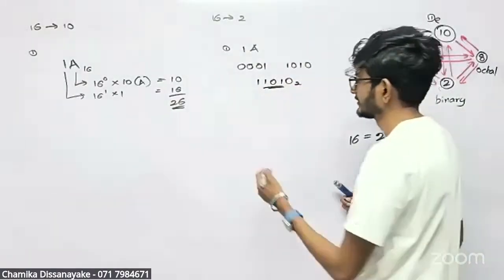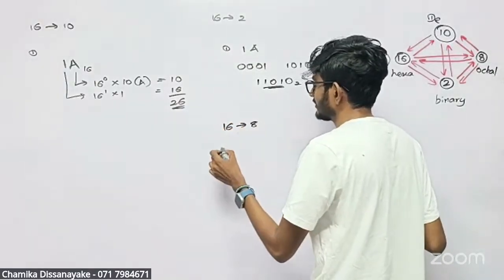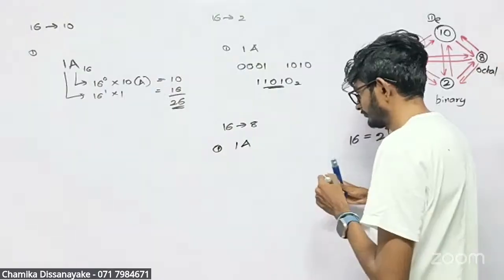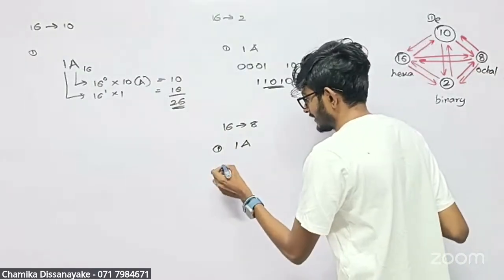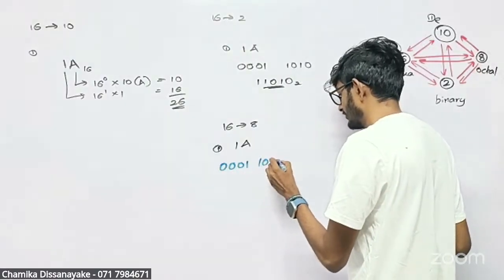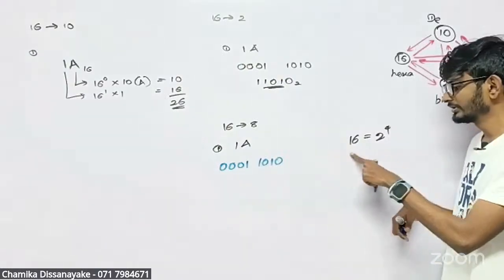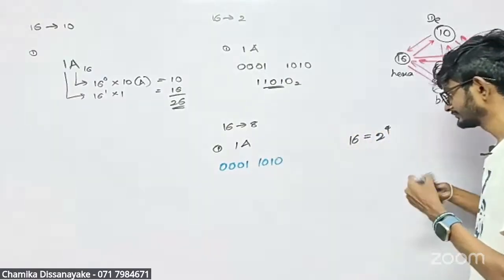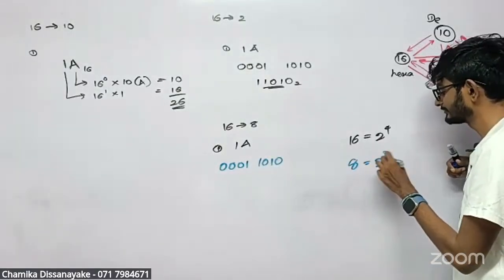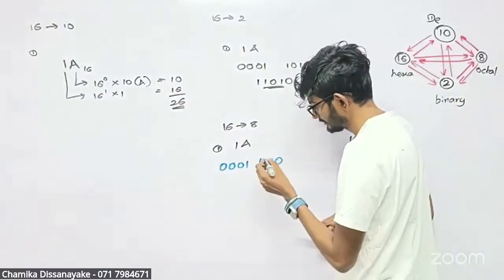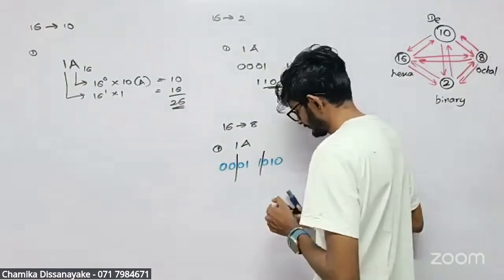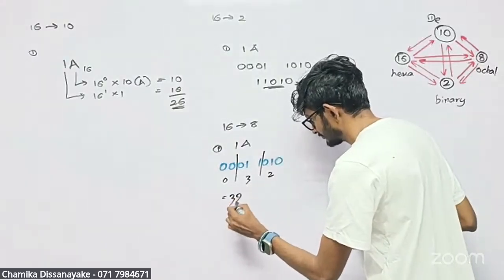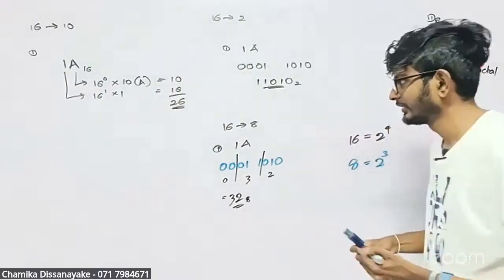Right, hexadecimal to octal. The same thing. I will use 1A. We need to convert this into binary: 00011010. This is binary, because this is the method. Then we need to convert this binary to octal. 8 is equal to 2 to the power 3, so we need to divide by 3. Then here we have number 2, here 3, here 0. 32 in octal.